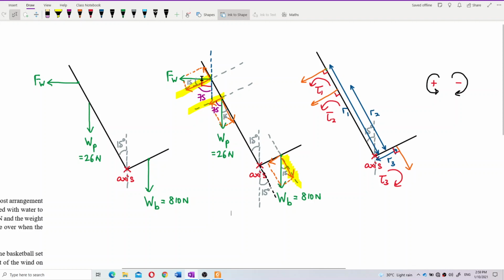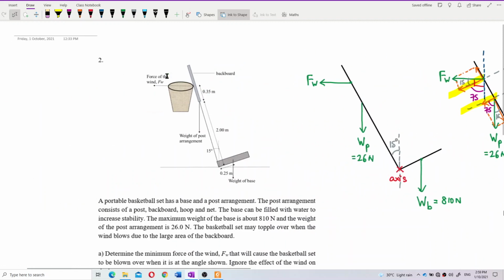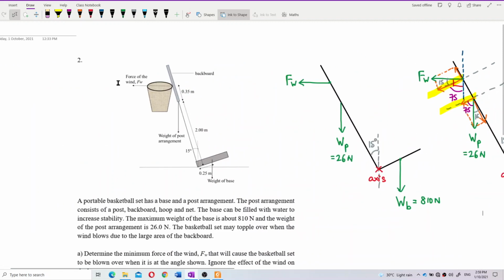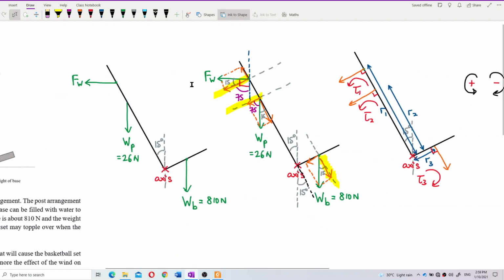Here you see this line is vertical, and this force, the force of the wind, is parallel. If you look over here, this force of the wind is parallel, right? So the parallel line and perpendicular line, they are 90 degrees. So again 90 minus 75, get 15. So we got the 15 degrees here. So we can find the parallel and perpendicular components, and we can resolve already.